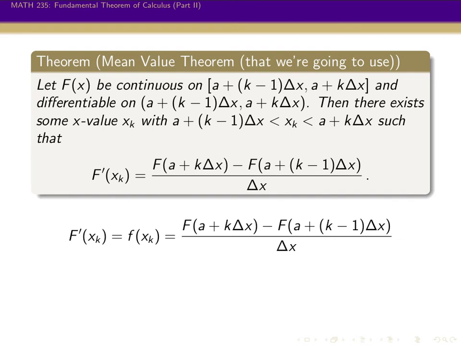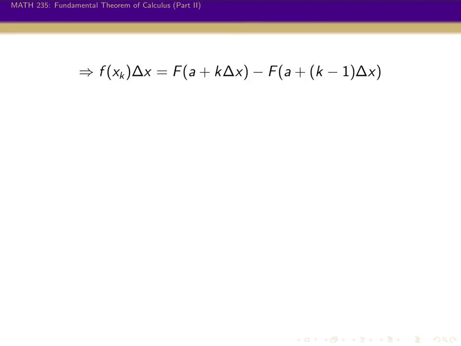Now what we had in our sum before was actually a bunch of these added together, not divided by delta x. And so let's get that by itself. Let's multiply delta x on the other side. Then what we're left with is little f evaluated at the special value in between the two endpoints, times delta x, is going to equal the difference of big F at these two endpoints. So this is what we're going to use, and let's carry it through.